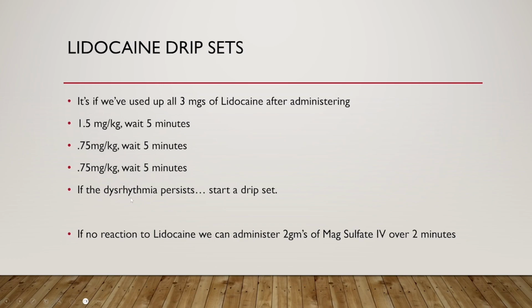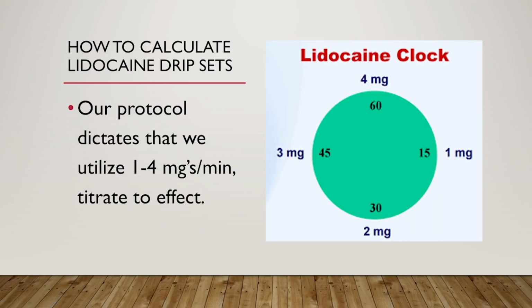And if the dysrhythmia persists, you can start a lidocaine drip set where you go from 1 to 4 milligrams for your patient per minute. If no reaction to lidocaine is noted, even after starting a drip set, we can administer 2 grams of mag sulfate IV over 2 minutes. But this is going to already take a really long time. To get to this, you'd have to have a very long transport. So how to calculate lidocaine drip sets?